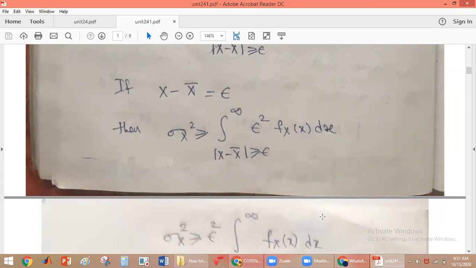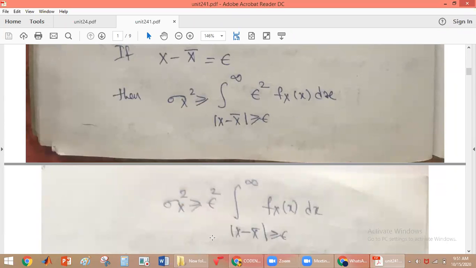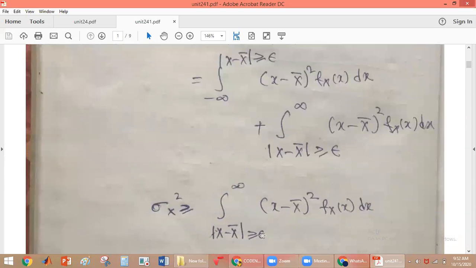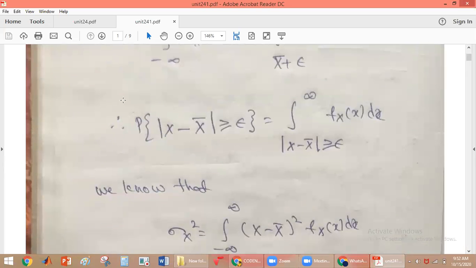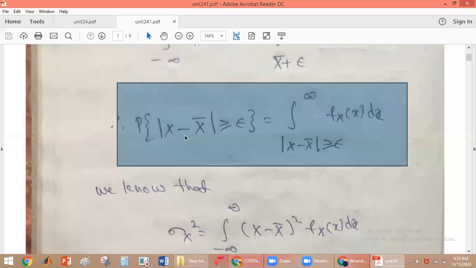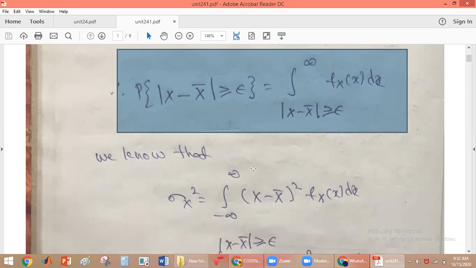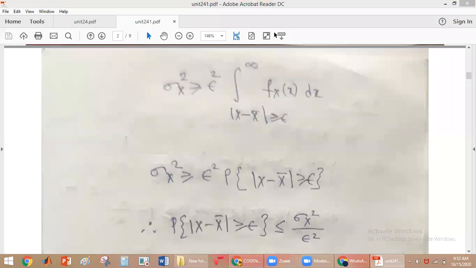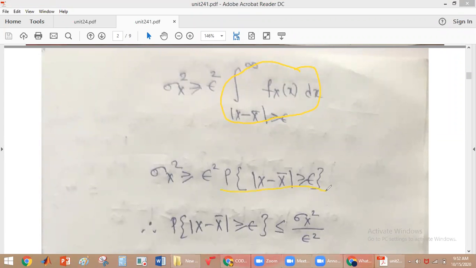Since epsilon is constant, we write it outside the integral. Then sigma x square is greater than or equal to epsilon square times the integral from mod x minus x bar greater than or equal to epsilon to infinity of f_X(x) dx. In the previous case we discussed that this integral is equal to the probability of mod x minus x bar greater than or equal to epsilon. So we just replace this integral with the probability value, the probability of mod x minus x bar greater than or equal to epsilon.